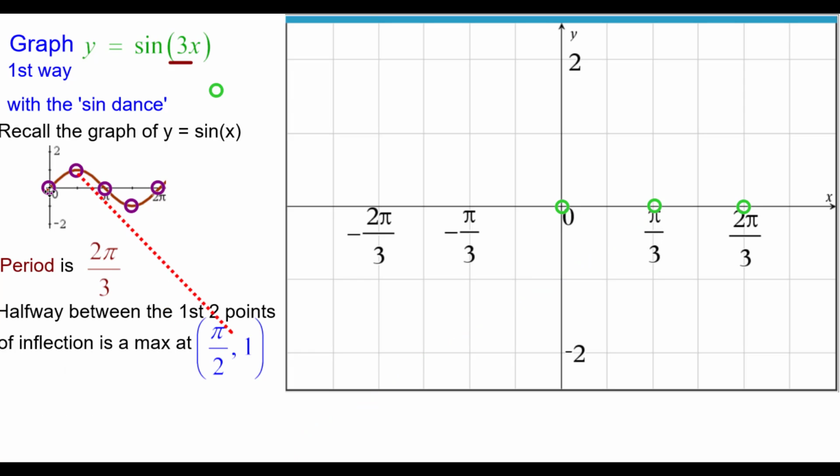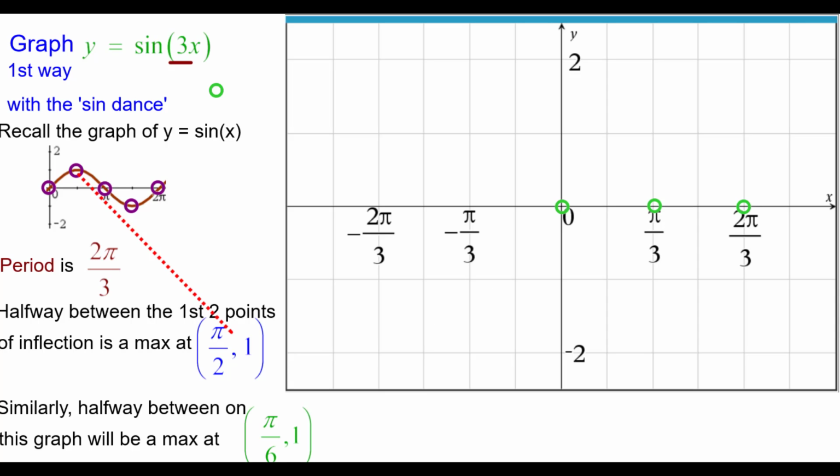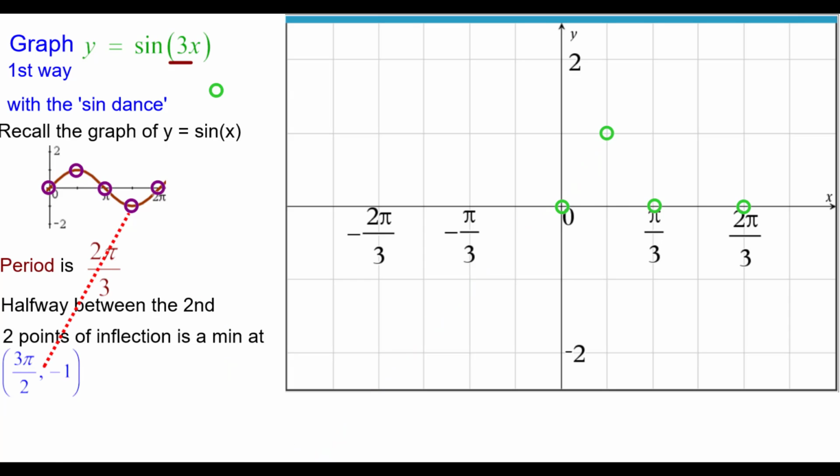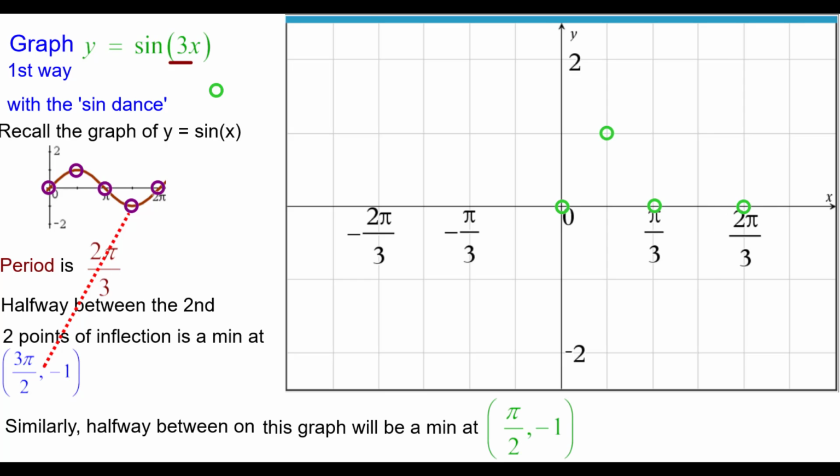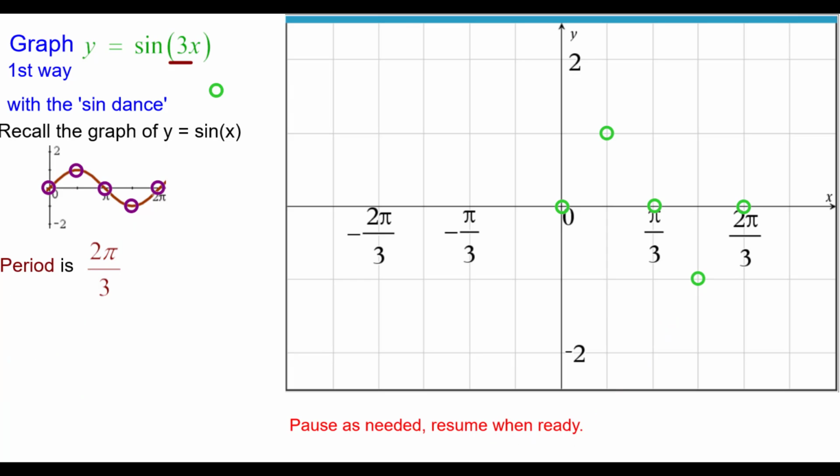Halfway between the first 2 points of inflection is a maximum at pi over 2, 1. So for our purposes, that's going to be at pi over 6, 1, halfway between these two. And halfway between the second and third points of inflection is going to be a minimum at negative 1, and the x-coordinate will be pi over 2, negative 1. Pause as needed.